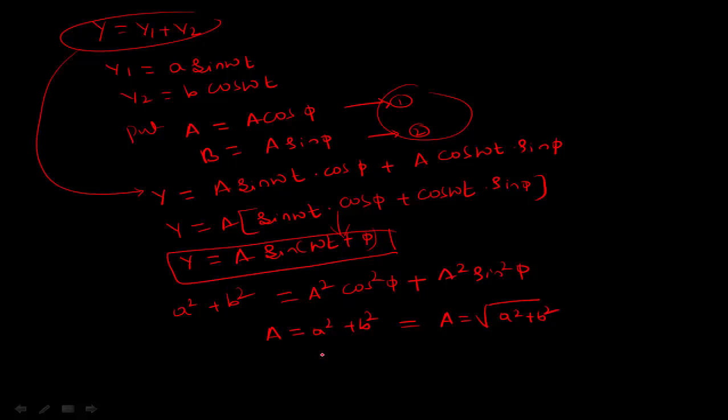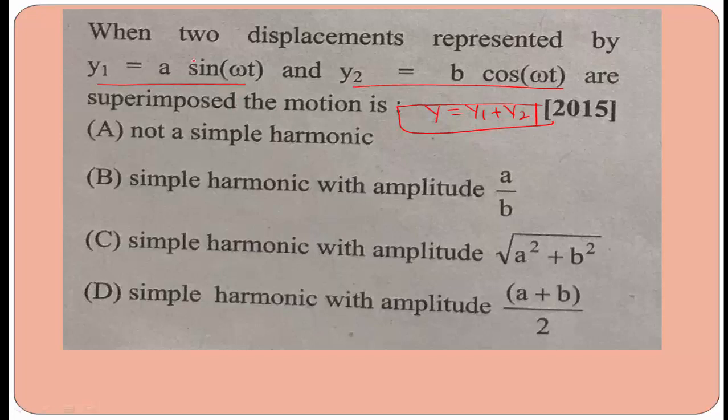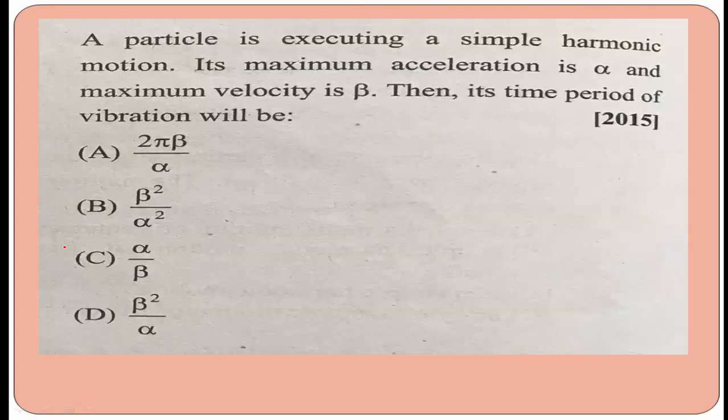Now come to the question. Here, when two displacements represented by y1 is equal to a sin omega t and y2 is equal to b cos omega t are superposed with each other, we get the simple harmonic motion with the amplitude a is equal to root of A square plus B square. Option C is the right answer.